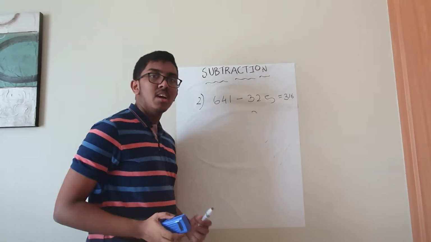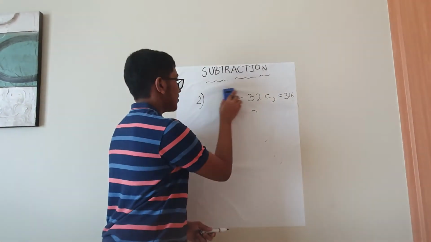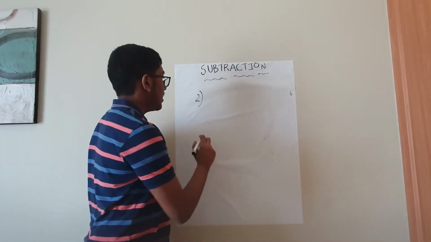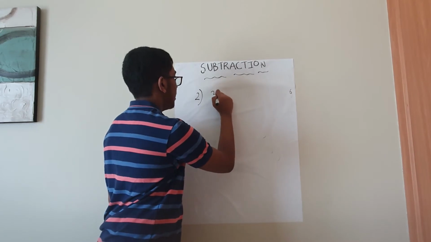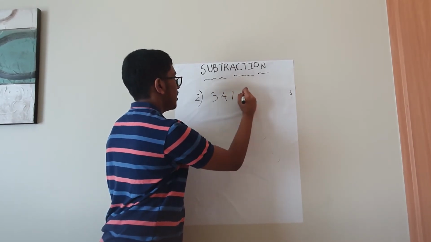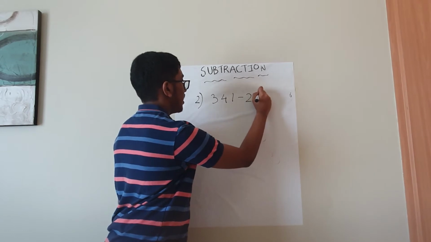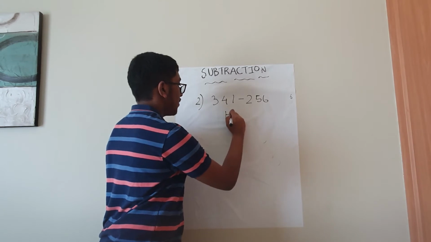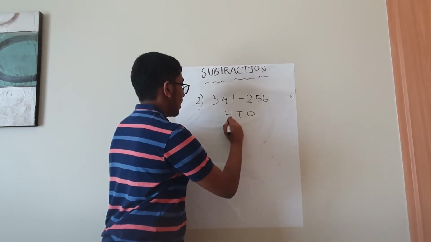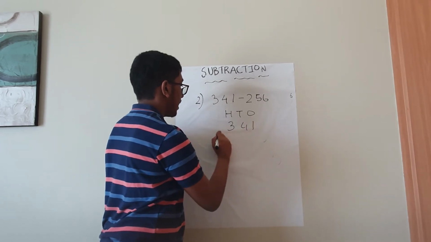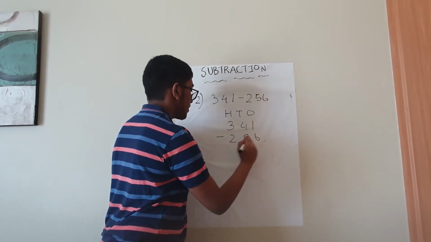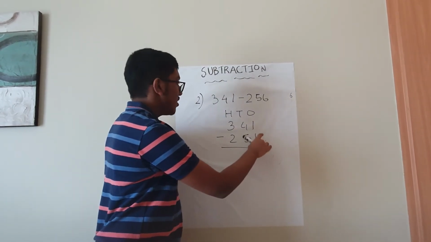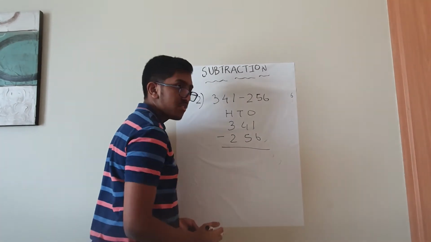Now let's take a look at a sum that requires 2 simultaneous borrowings. That means you'll have to apply borrowing 2 times. Okay, so let's take 341 minus 256. Now you write the HTO first, HTO, and 341 minus 256. Now as you can see, 1 is smaller than 6, right? So you need to apply borrowing over.